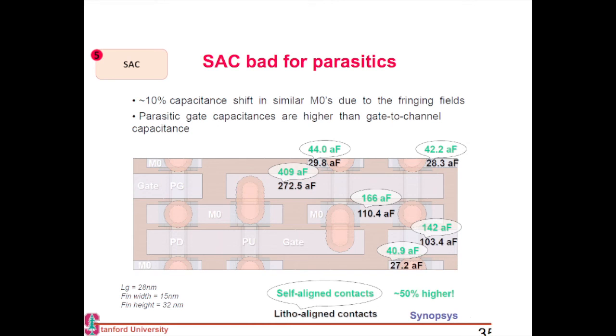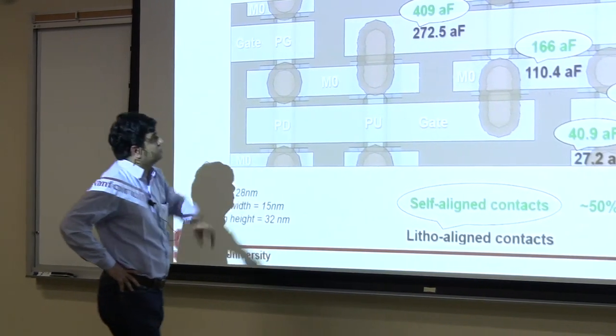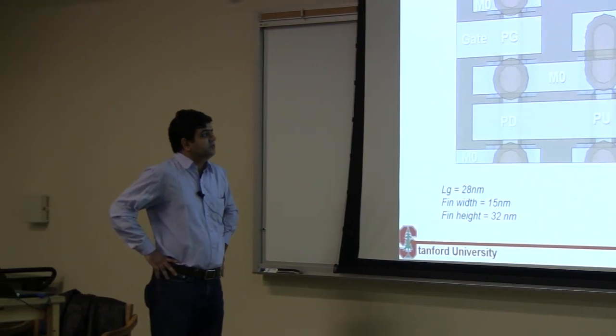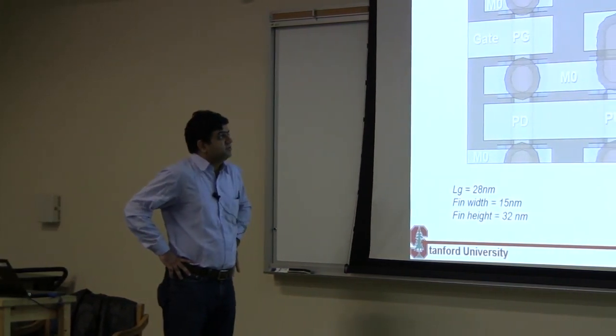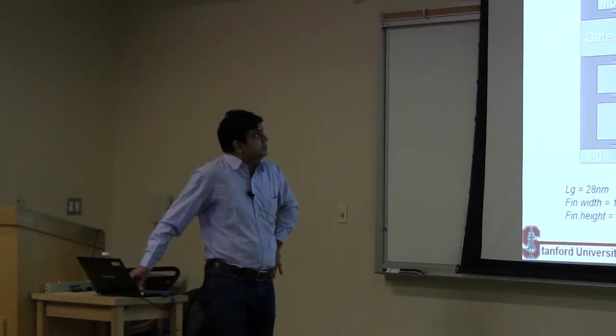This is another figure showing these different layouts, and this is the SRAM layout. You had a certain amount of capacitance between these different elements when you were at lithography-aligned contacts. But when you go to a self-aligned or SAC scheme, all these capacitances shoot up. So it's a very bad scheme from a parasitics point of view, but there's no other option because there's no free lunch.